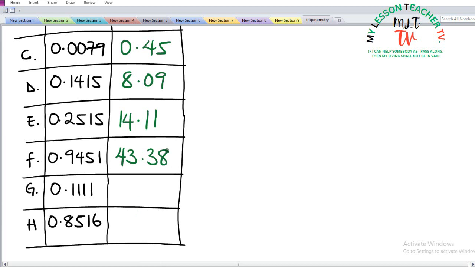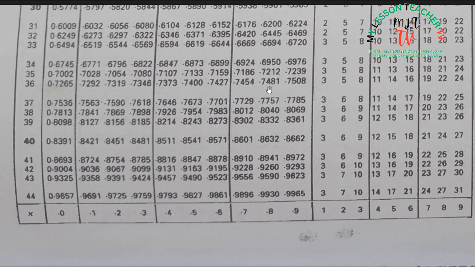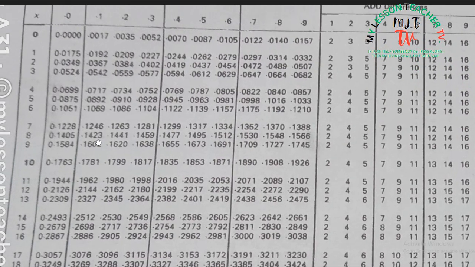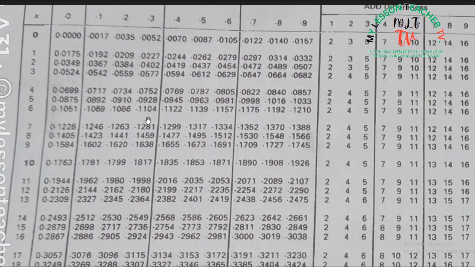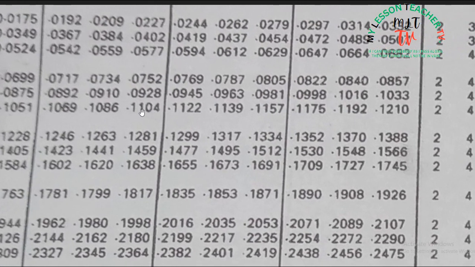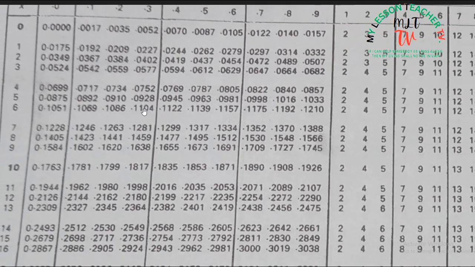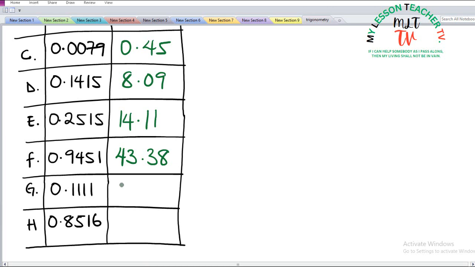Next is 0.1111. We search for 1111. This is the closest, 1104, and we are looking for a difference of 7. A difference of 7 can be gotten from 4. So our answer becomes 6.34. So 6.34 is our answer.